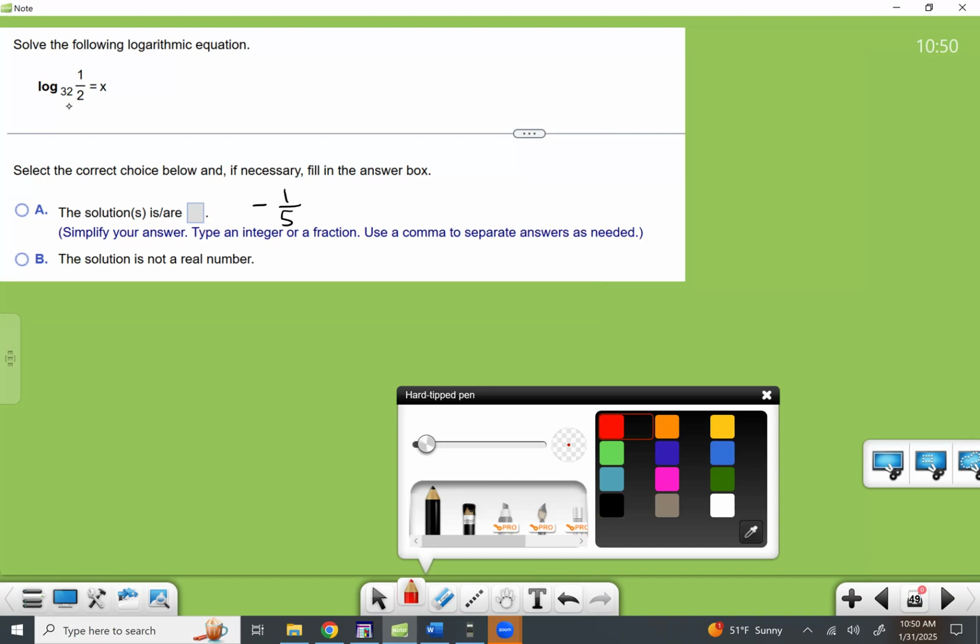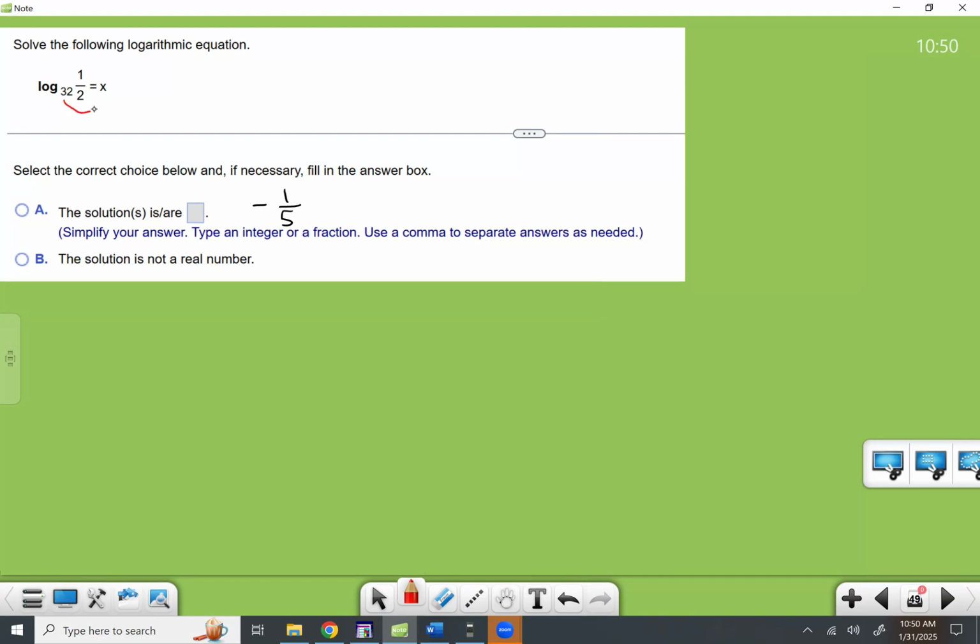So the first thing I would do is rewrite it as an exponential using the hook method. We can convert this log to an exponential by saying 32 to the x power equals 1/2. Now, I'm going to rewrite using the same base. You might not have recognized that 32 can be written as 2 to some power, but it is. In fact, it's 2 to the 5th.